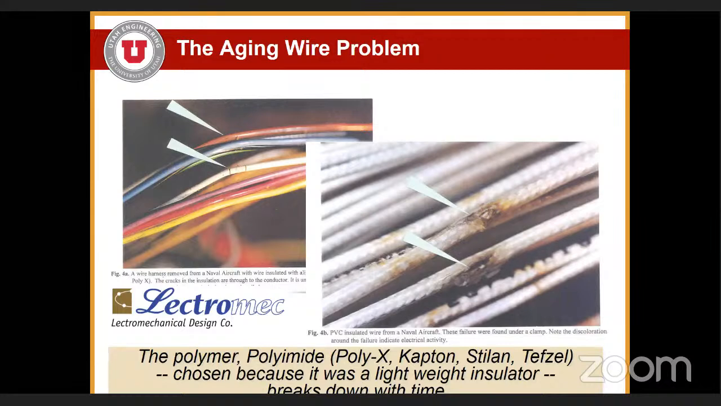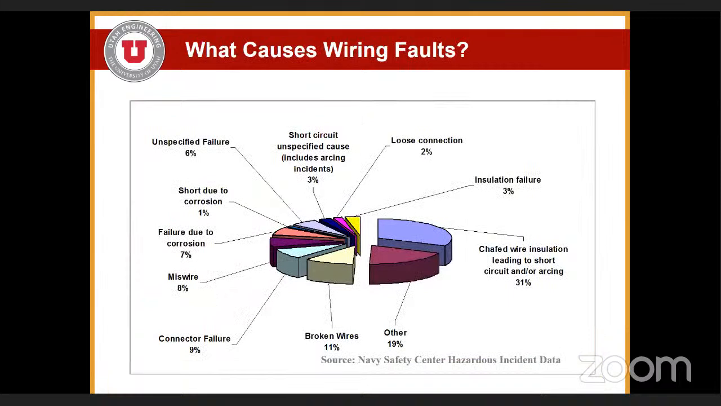Now, these two pictures are taken from a plane that was considered to be fine. This is a plane that was in use when they brought it out, and they found hundreds of these types of failures. So what causes these faults? Probably the best study comes from the Navy safety hazard incident data. The number one cause is chafed wire insulation that leads to short circuit and arcing. There are connector failures, failures from corrosion, other types of short circuits, but by far the largest number is chafed wire insulation.